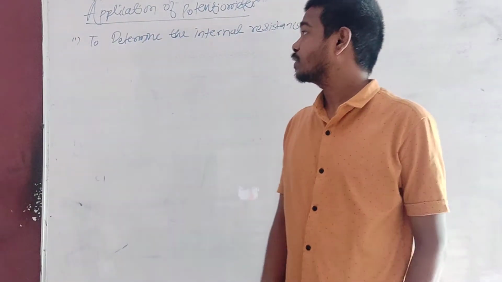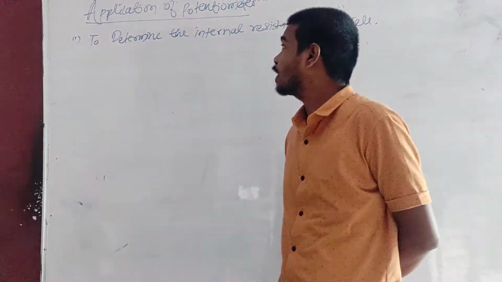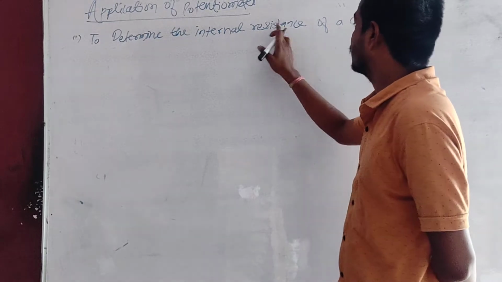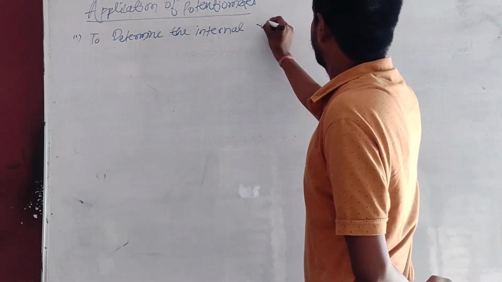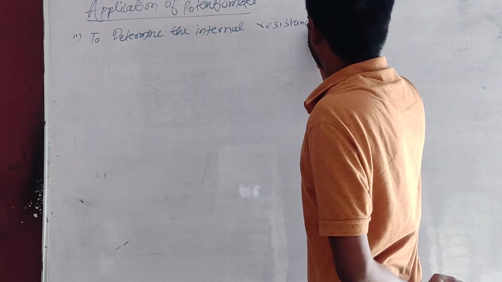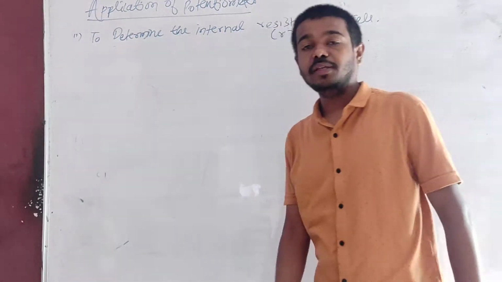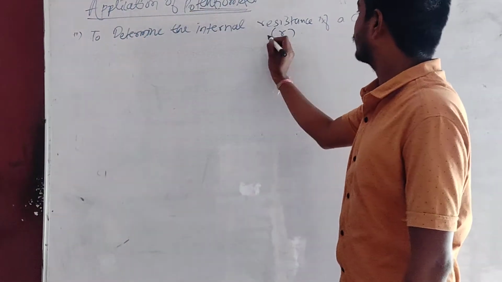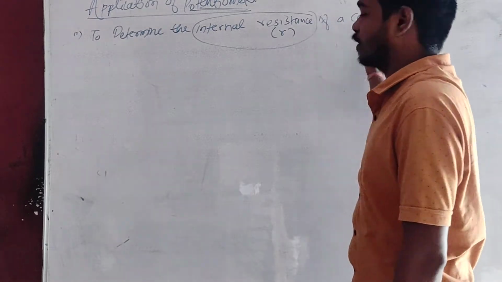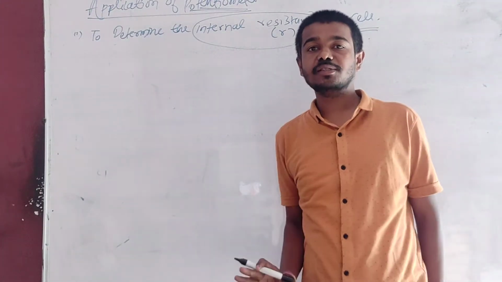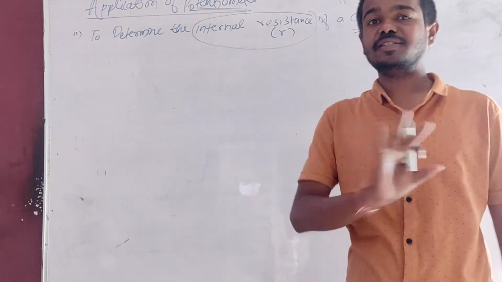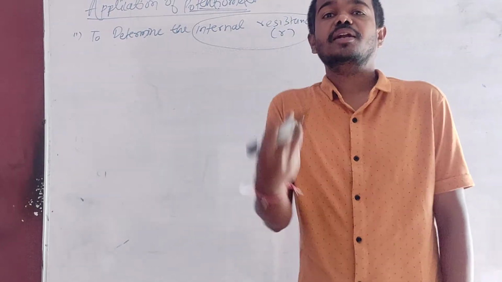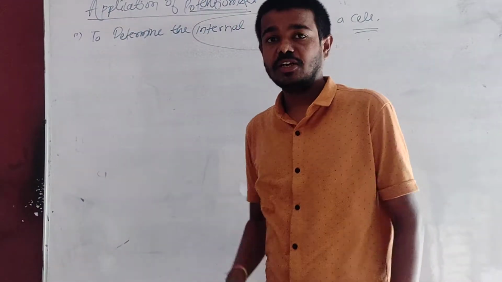Now, application of potentiometer. We discuss the third topic, which is to determine the internal resistance of a cell, that is called small r. Means by using a potentiometer, we determine the internal resistance of a cell. Every cell has an internal resistance, which has a very small value. That small value can be determined by using this potentiometer that we have already discussed.